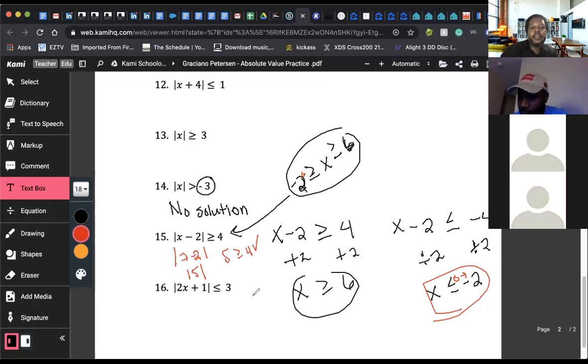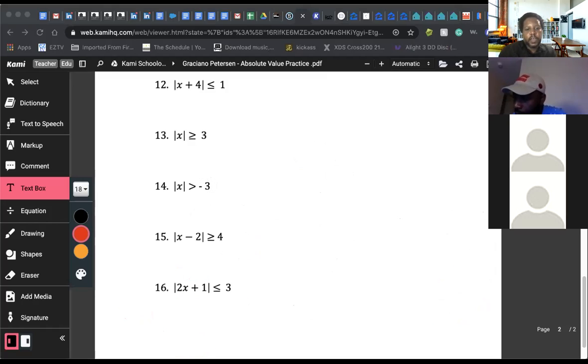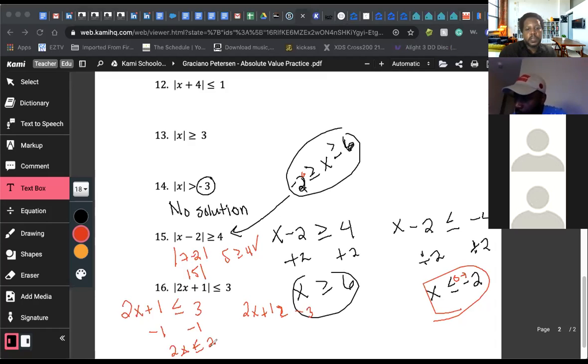All right, our final one, we're going to set up as 2x plus 1 is less than or equal to 3, and 2x plus 1 is greater than or equal to negative 3. We're going to subtract 1 from both sides. 2x is less than or equal to 2. Divide both sides by 2. X is less than or equal to 1.